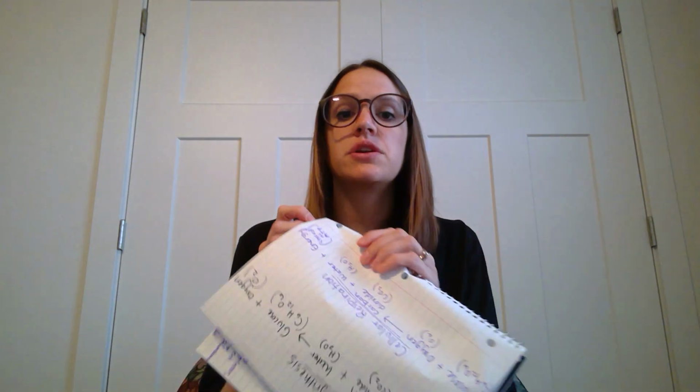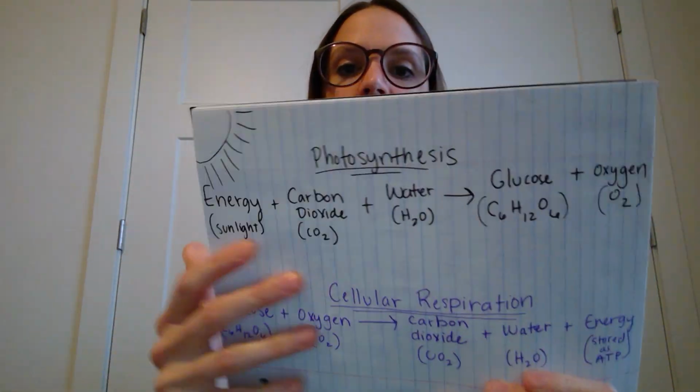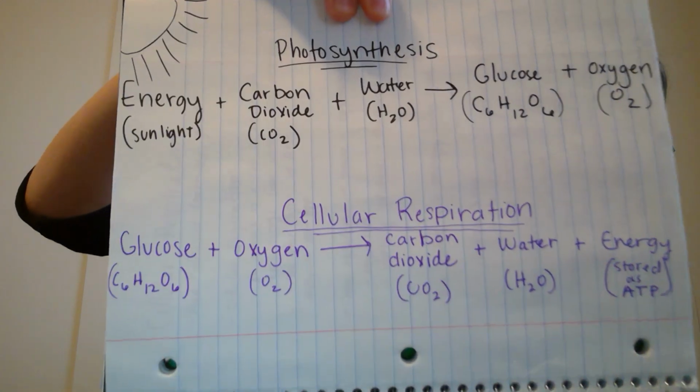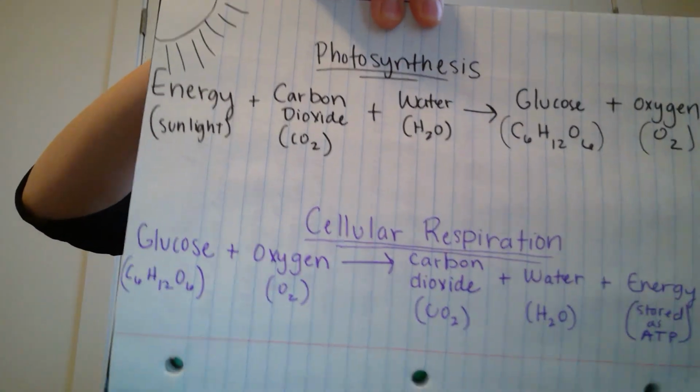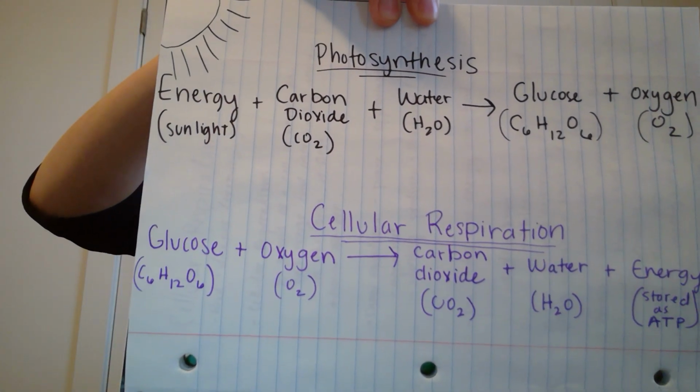Okay, so let's talk about the equation. What is the chemical equation of cellular respiration? Okay, so let's look at this. Last video, if you watched, we talked about photosynthesis. So I kept it on the same paper. Okay, here's photosynthesis, sorry, and cellular respiration. So I'll give you a second to just look at that and read through it.